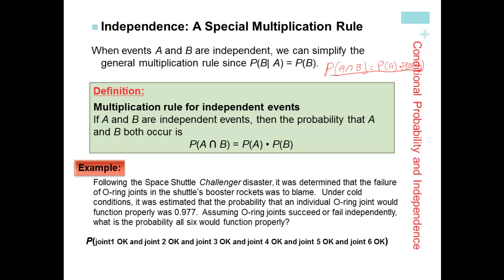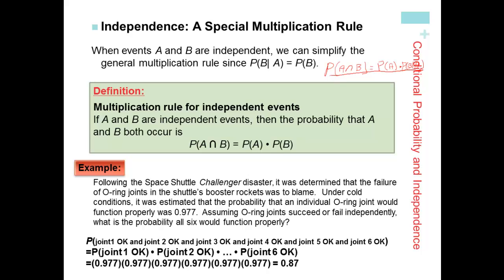What I'm looking for is the probability that joint 1 is okay, and joint 2 is okay, and joint 3 is okay, and so forth. So all I would need to do is multiply 0.977 times itself 6 times, since I'm assuming that all the joints are independent of one another. Multiplying 0.977 times itself 6 times, I end up with 0.87. So there's an 87% chance that all 6 would function properly, leaving a 13% chance that at least one of them would fail.